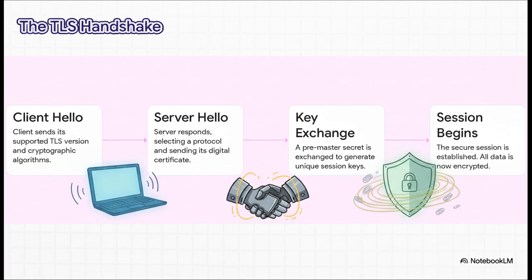Just think of it like a really fast, secret meeting. Your browser goes, "Hey there, here are all the secret codes I know." The server replies, "Nice to meet you, let's use this code, and here's my ID to prove I'm legit." Your browser takes a look at that ID, and if everything checks out, they both create a brand new one-time use secret key. And from that millisecond on, everything they say to each other is completely scrambled.